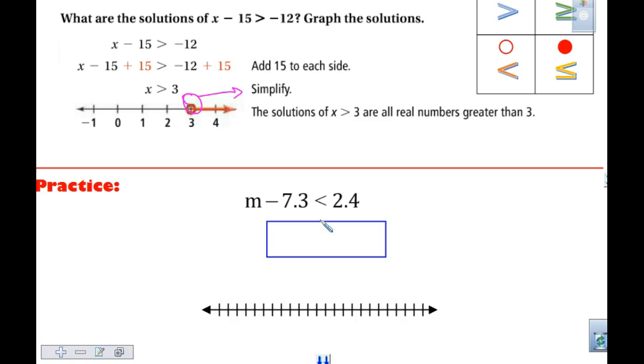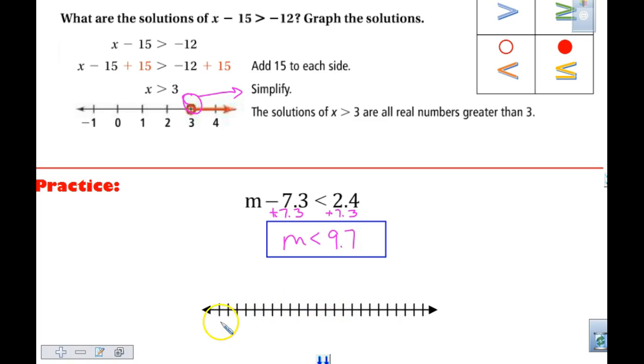So, Natalie, what did you do first? You added 7.3 and got for a solution what? All right. Maria, you got it? m is less than 9.7.